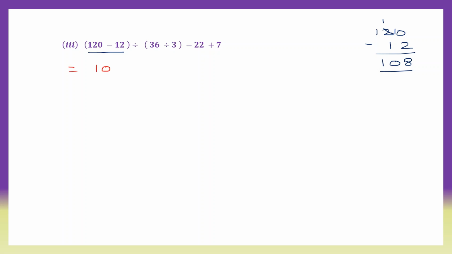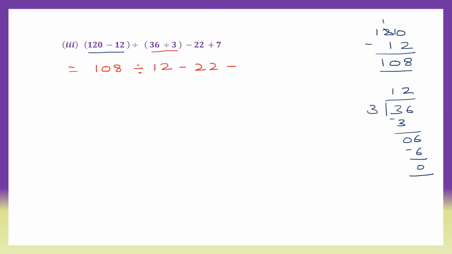So this is 108 divided by, now 36 divided by 3. So let's divide 36 by 3. 3 ones are 3, minus, 6. 3 twos are 6. So we've got 12. So it is divided by 12 minus 22 plus 7. So as you can see, we have different operations. We have division, subtraction, addition. According to BODMAS, we must do division first. In BODMAS, D comes before subtraction and addition.